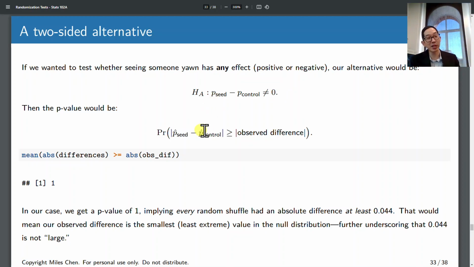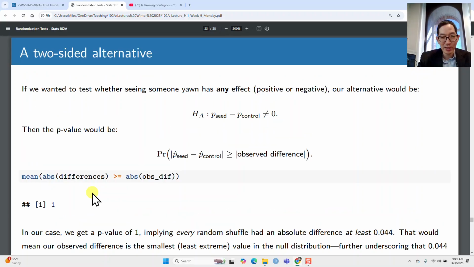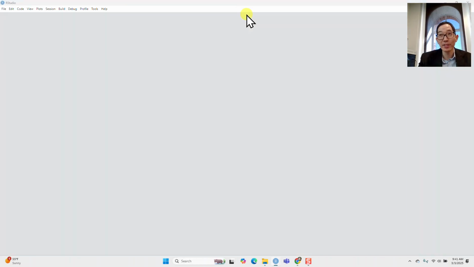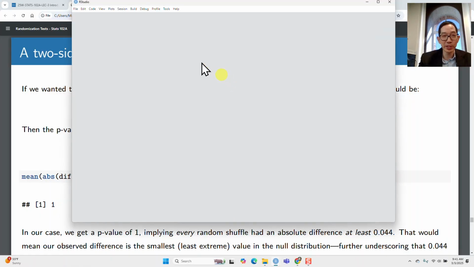So in this case, we're going to use absolute values and would say, okay, the absolute values of our differences has to be greater than or equal to the absolute value of our observed difference. Okay, and when you do that, we get 1. Okay, we get a p-value of 1, meaning every single randomized shuffle has an absolute difference of at least 0.044. Okay, and that happens because, again, as far as the different splits that are possible, you either have like a 10-4 split.